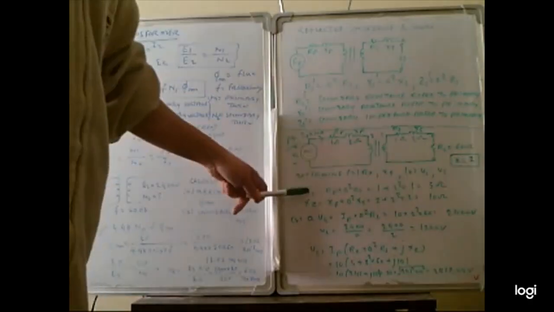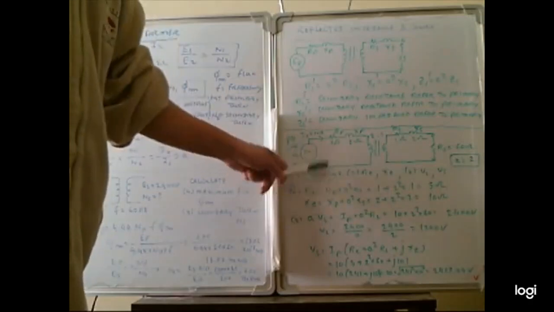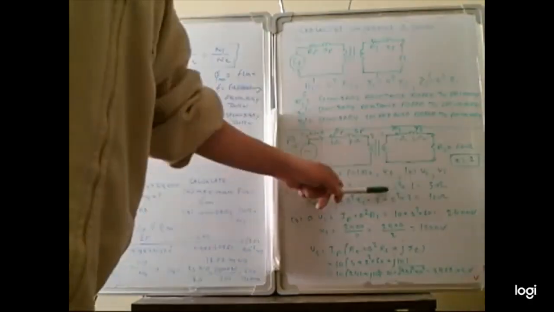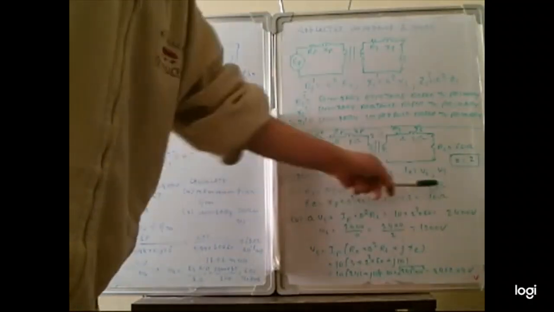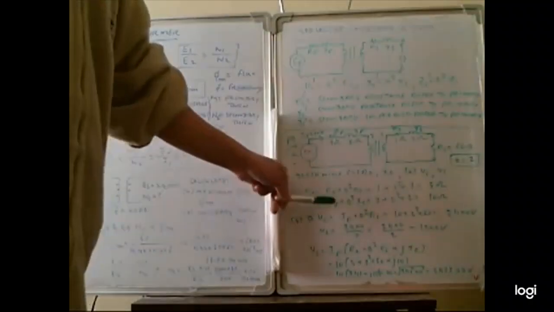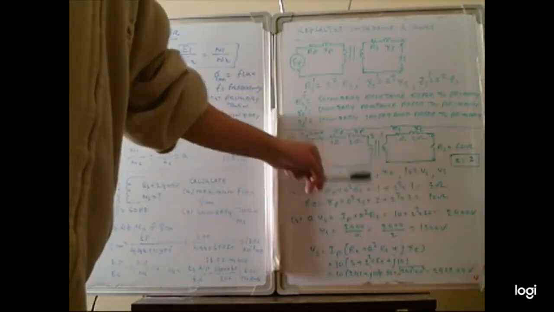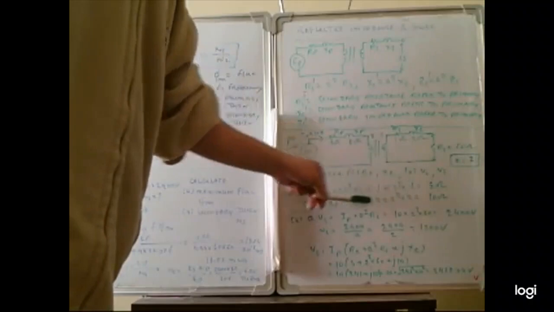First we calculate. The RE formula is RP plus A squared RS. RP is 1 ohm, substitute A is 2, square, RS is 1 ohm. So by solving this one, RE is 5. XE formula is XP plus A squared XS. XP is 2 ohm, A is 2 square, and XS is 2. By solving this one, you get 10 ohm.